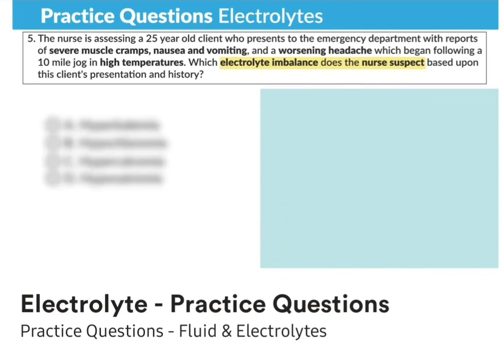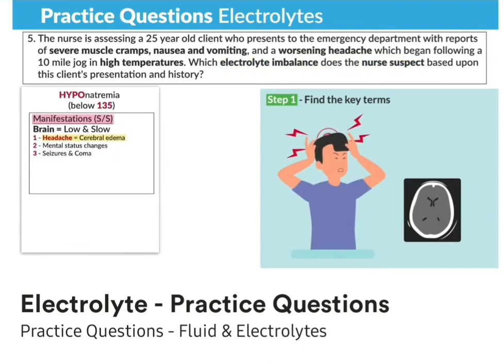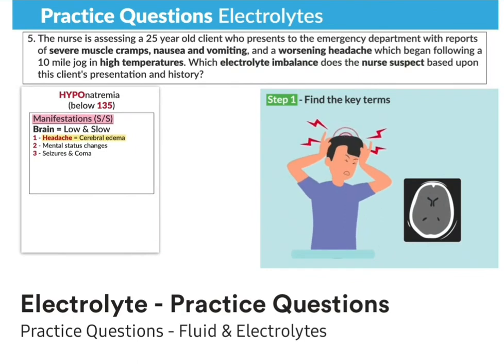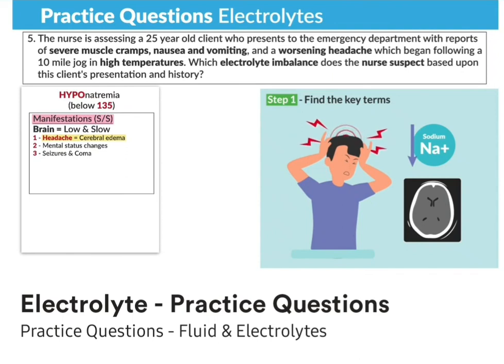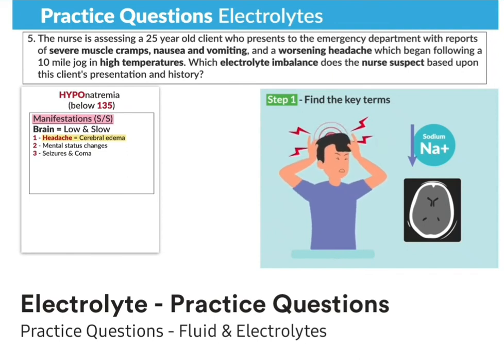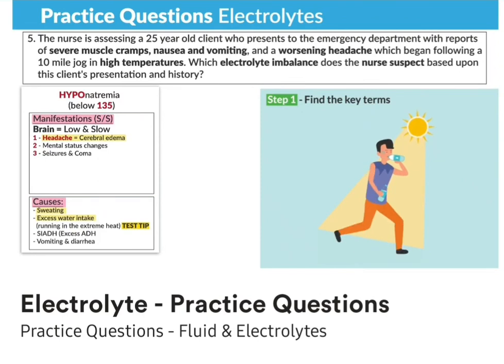All right, so let's break it down. The key terms in this question is the client presents with severe muscle cramps, nausea and vomiting, which sounds like any electrolyte imbalance. But another key term is the worsening headache. So this must be hyponatremia, that low sodium for cerebral edema. But let's not get too ahead of ourselves. So following a 10-mile jog in the key term, high temperatures. So we have to think very sweaty and very dehydrated, maybe even a heat stroke, right?